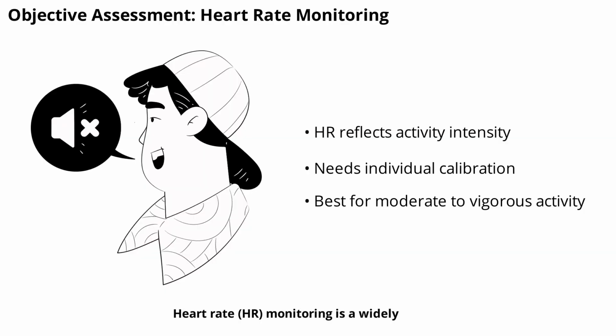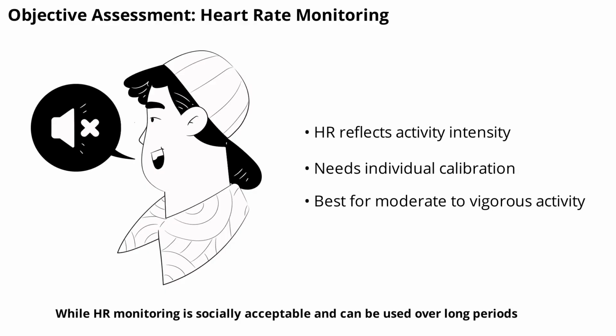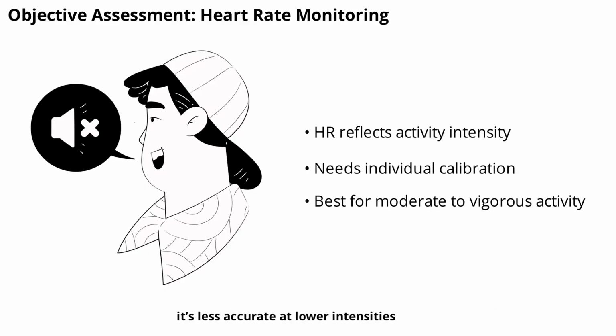Heart rate (HR) monitoring is a widely used objective method for assessing physical activity. HR increases in proportion to activity intensity, making it a useful marker for estimating energy expenditure and time spent at different activity levels. However, HR is influenced by factors like age, fitness, and emotional state, so individual calibration is necessary. While HR monitoring is socially acceptable and can be used over long periods, it's less accurate at lower intensities and requires careful calibration for each participant.